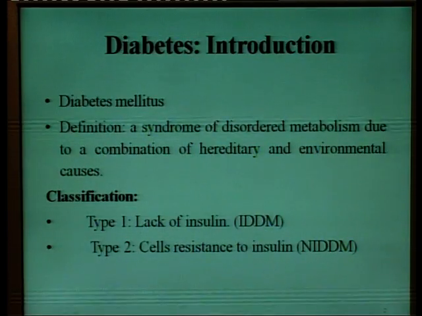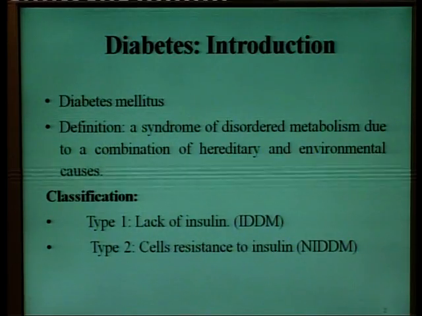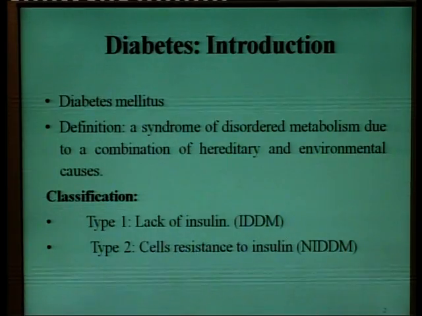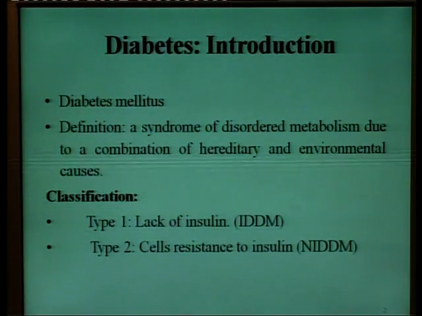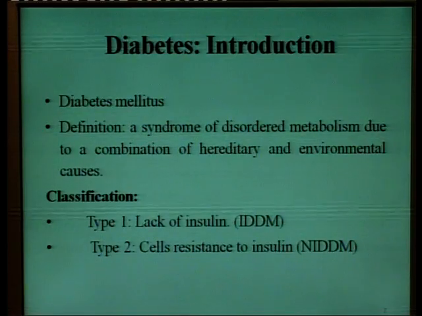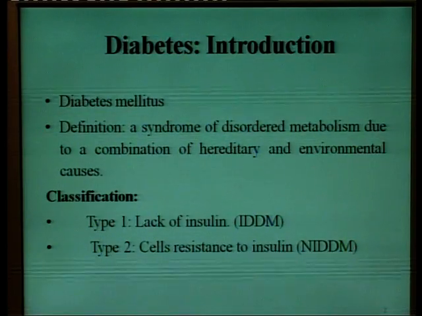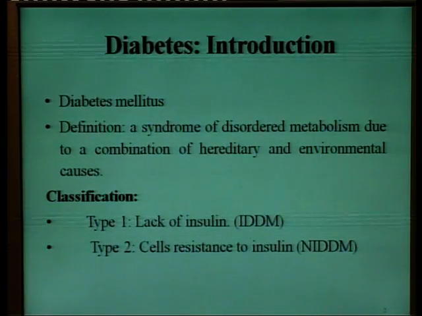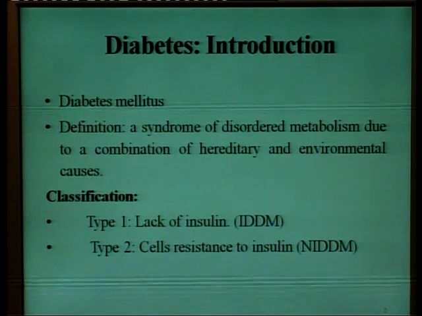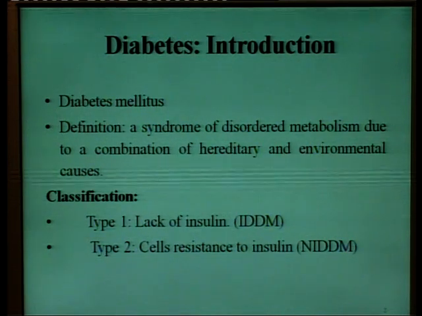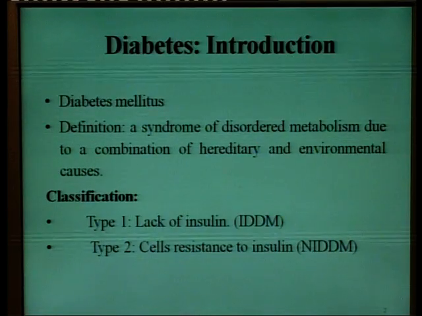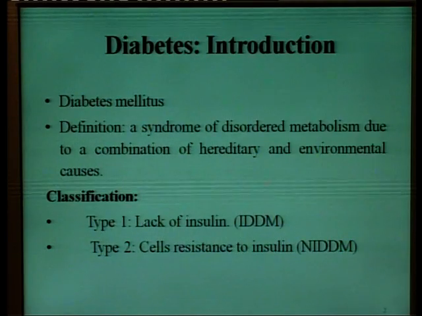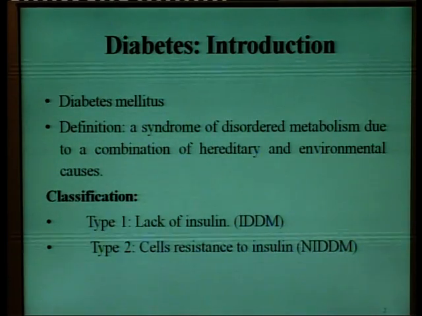This diabetes mellitus has been classified into two types. Type 1 is due to the lack of insulin, and the students are much more familiar with the term IDDM, that is insulin dependent diabetes mellitus. Type 2 is where cells are resistant to insulin, that is NIDDM, non-insulin dependent diabetes mellitus.